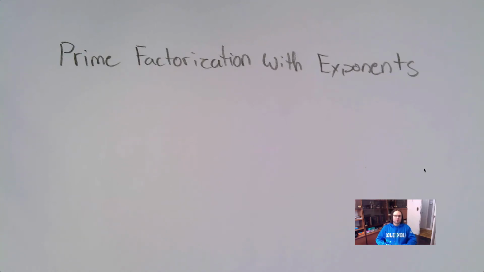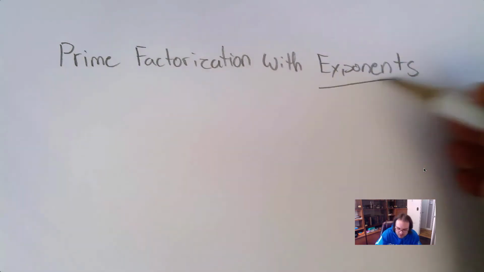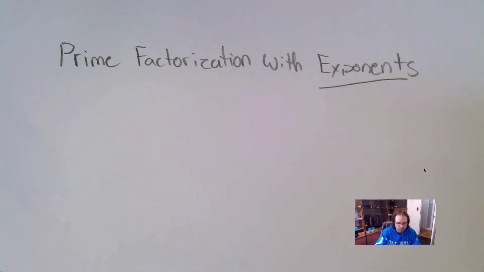In this video, we are going to look at prime factorization with exponents. So we're just building on what we learned in the class before, except now we're going to also incorporate exponents. So when we're doing exponents, what does that mean? That means it's repeated multiplication.